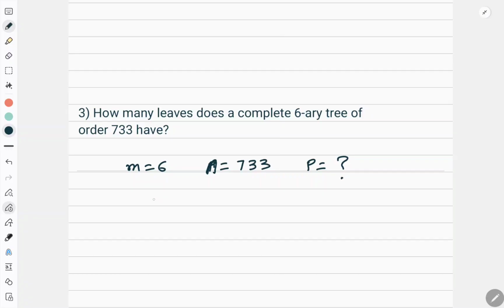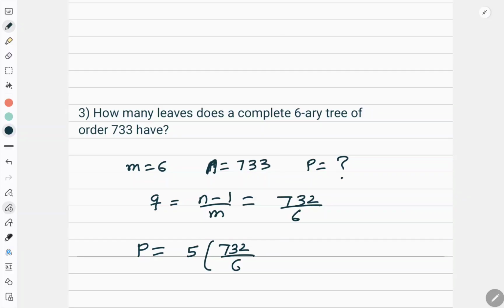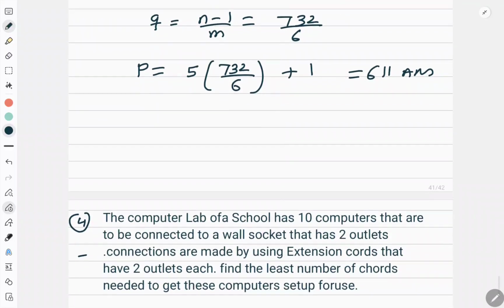So what is the relation now? Now see, directly P, M, N I don't have. So I'll go for Q. Q is (N minus 1) upon M, which is 732 upon 6. Correct? So what is the P? P is equal to (732 upon 6) plus 1. We have done mq plus 1. So I have applied that formula, which will give me 611 as the answer. Easy? So questions are easy, only you need to remember the formula.